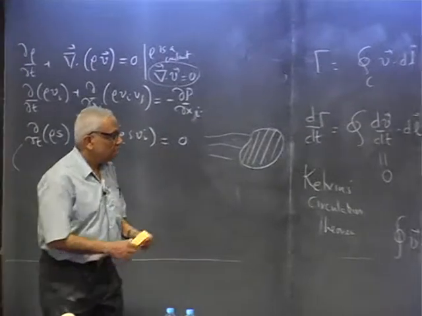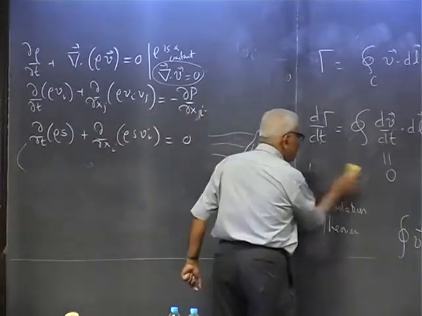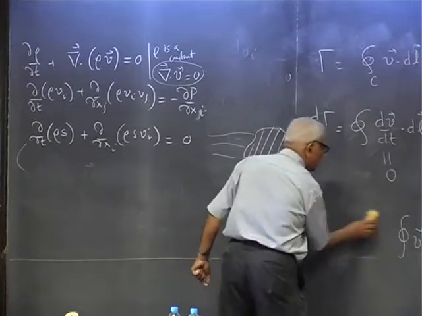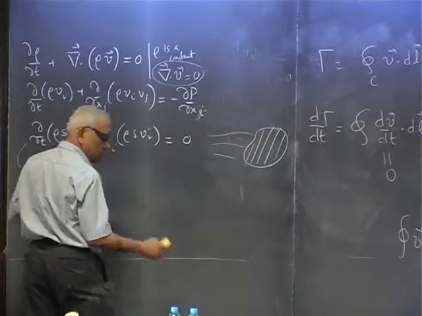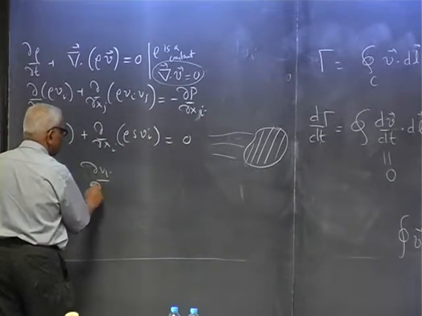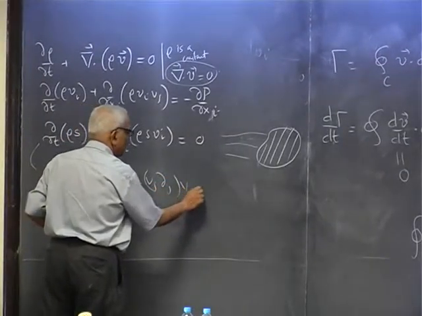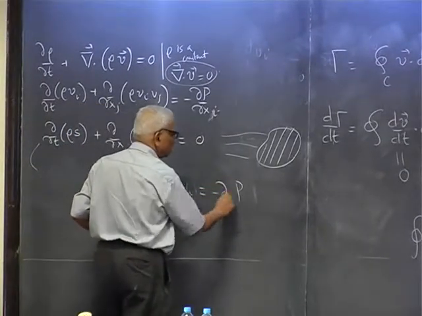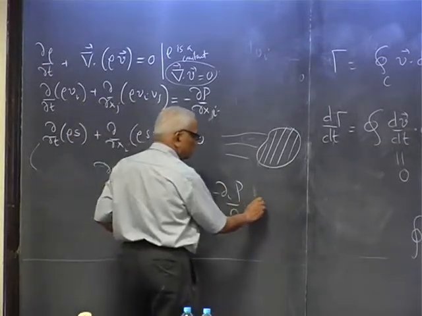So that's Kelvin's circulation theorem. And incidentally, the question of names: the equation in the form ∂v_i/∂t + v_j ∂_j v_i = -∂_i p/ρ, that's Euler.